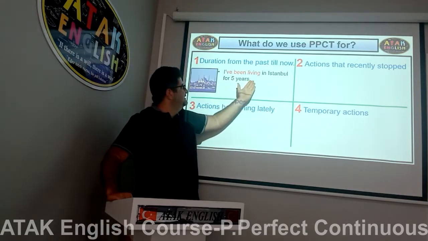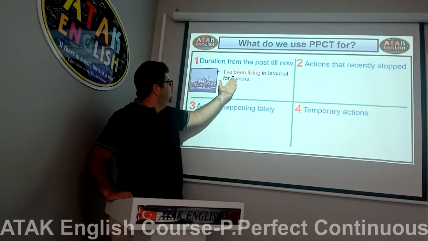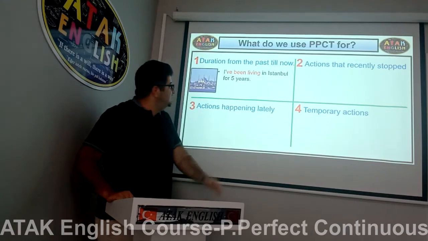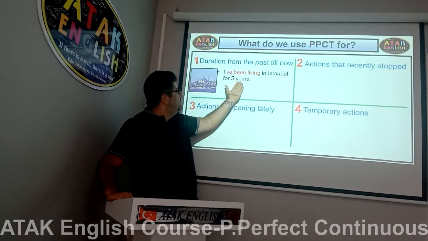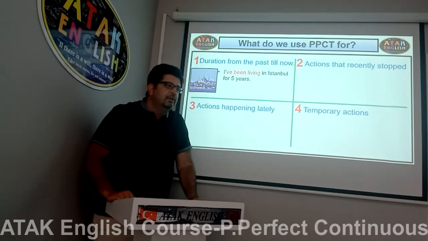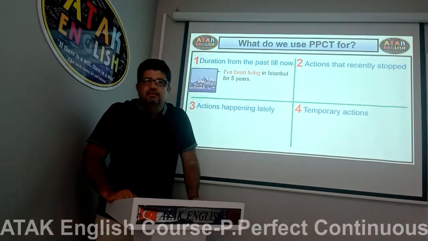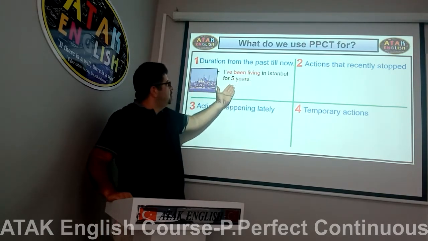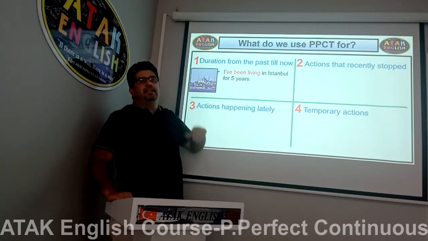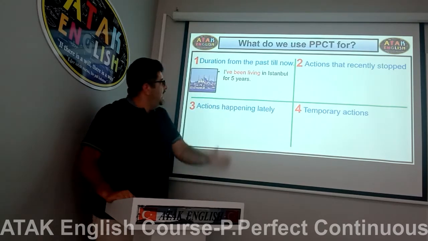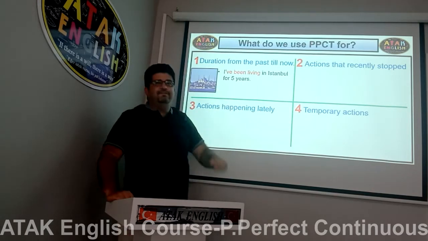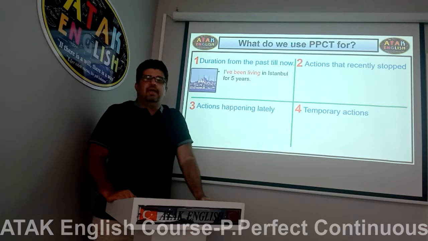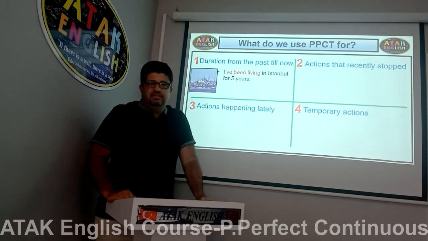Okay, here comes our example. I have been living in Istanbul for 5 years. Is there a duration here? Yes, there is. What is the duration? For 5 years is the duration, continuation, a period of time up until now, that shows that I still live in Istanbul. I have been living in Istanbul for 5 years means that I am still living in Istanbul.